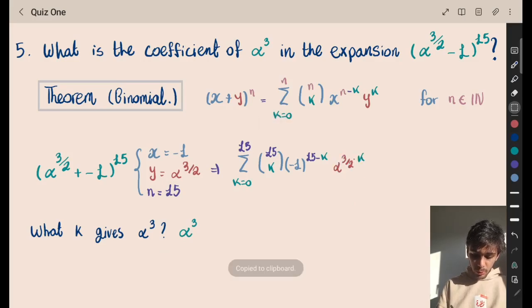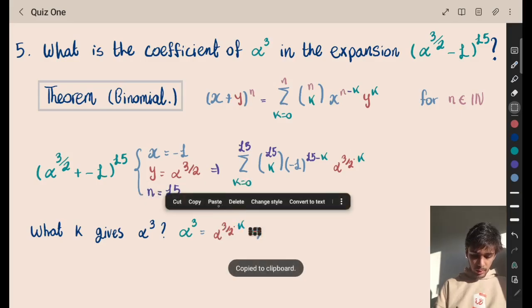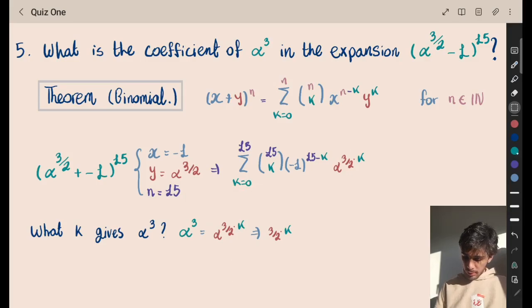So the idea here is to equate the part of the expression which includes the alpha to the alpha which you would like to have. From there, I think it becomes obvious. You would like to find k times 3 over 2 is equal to 3. Then it is quite probable that k should be equal to 2.